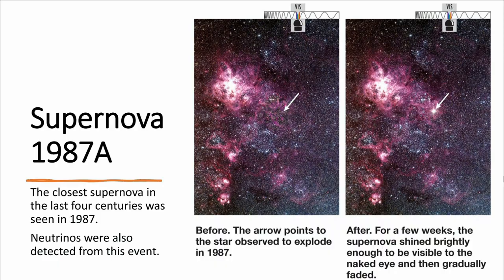This picture of the sky is what it looked like before the supernova exploded. And then after the supernova, you can see this very bright new object appear in the sky. And this was a very important event for astronomy because this was the first time we detected neutrinos from something other than the sun. This supernova happened in our galaxy, and we could observe obviously the light from it, but also neutrinos that were generated in that supernova explosion.